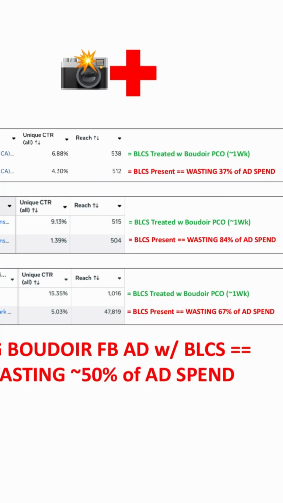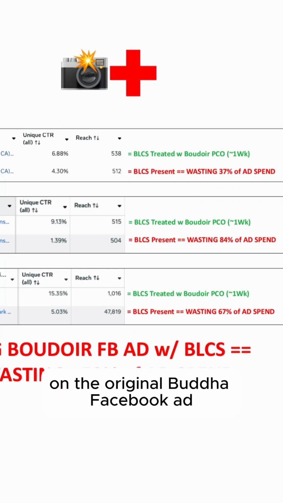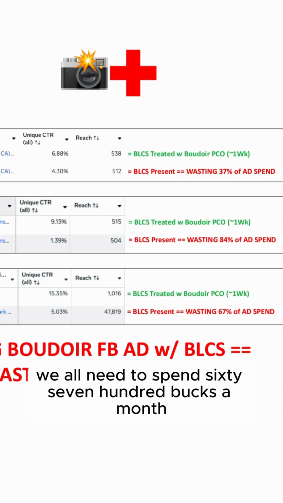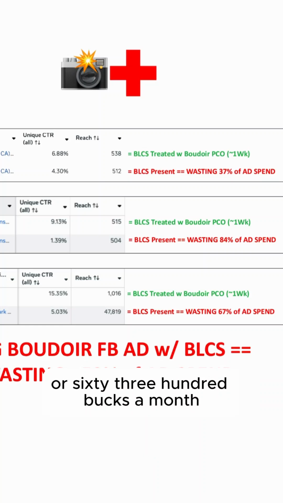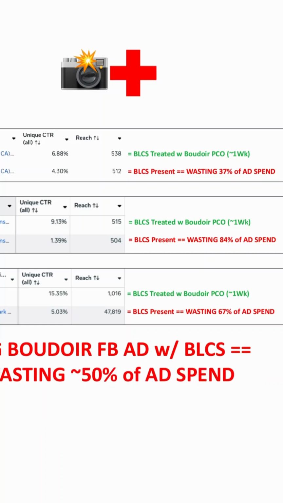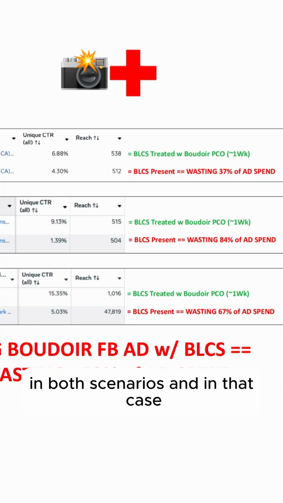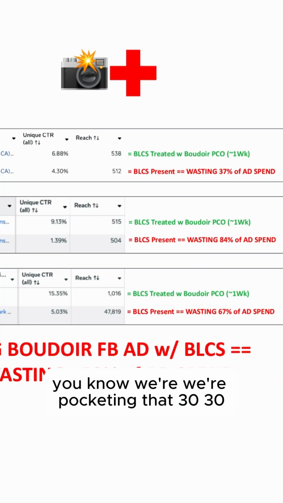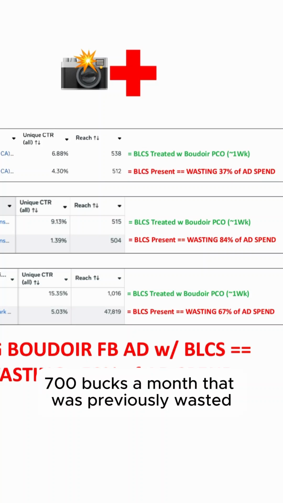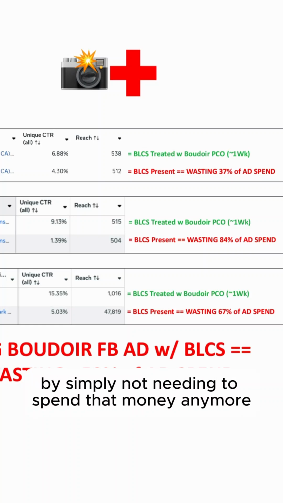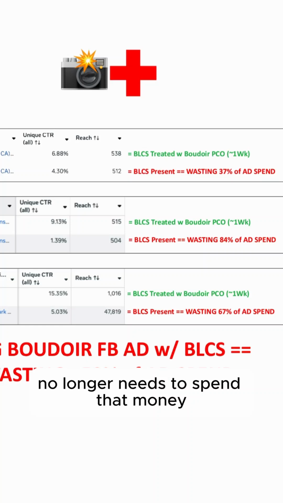So they're spending 10 grand a month on the original Boudoir Facebook ad. Now we only need to spend $6,700 a month or $6,300 a month on the Boudoir Pico treated ad to get our ads into the same number of women's brains in both scenarios. And in that case, we're pocketing that $3,700 a month that was previously wasted. The business owner is pocketing that by simply no longer needing to spend that money.